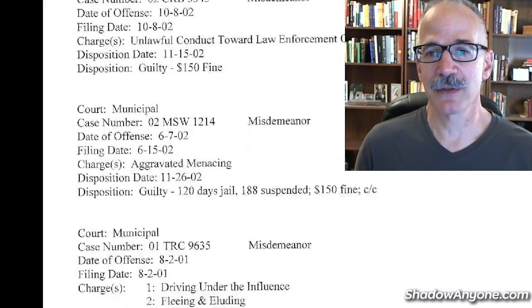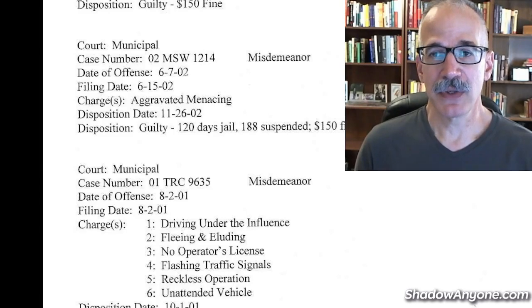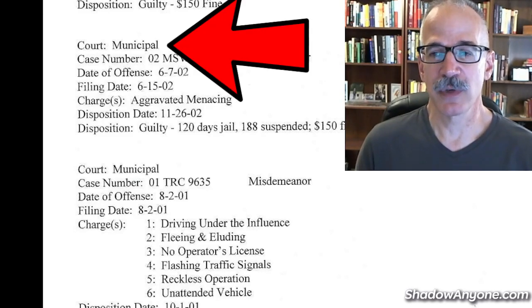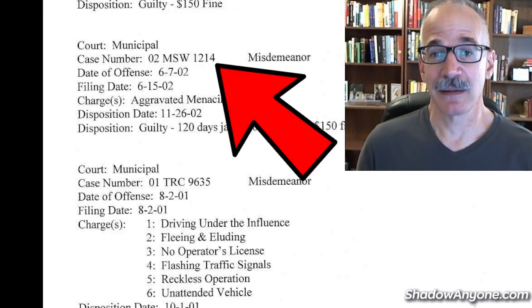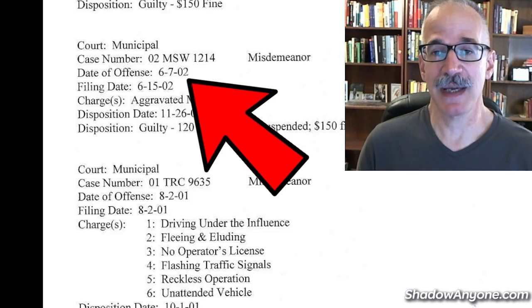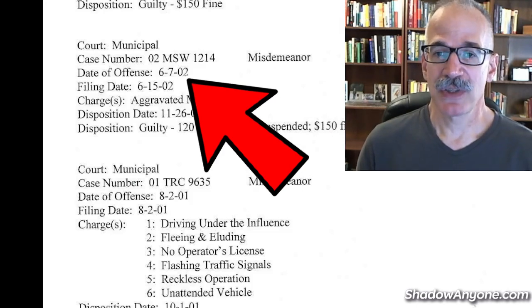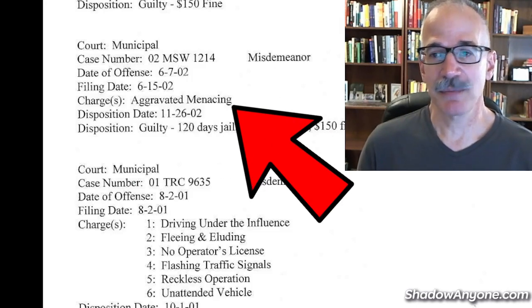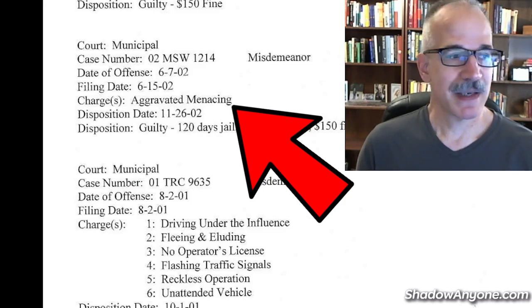Let's scroll down just a little bit here. Let's find also in the municipal court, the lower court. This is where you find misdemeanors and traffic offenses, that type of thing. Again, here's the case number and an offense date. It was a different date. And the charge in this case was aggravated menacing. Now, some places this might be a felony, but in this case it's a misdemeanor.